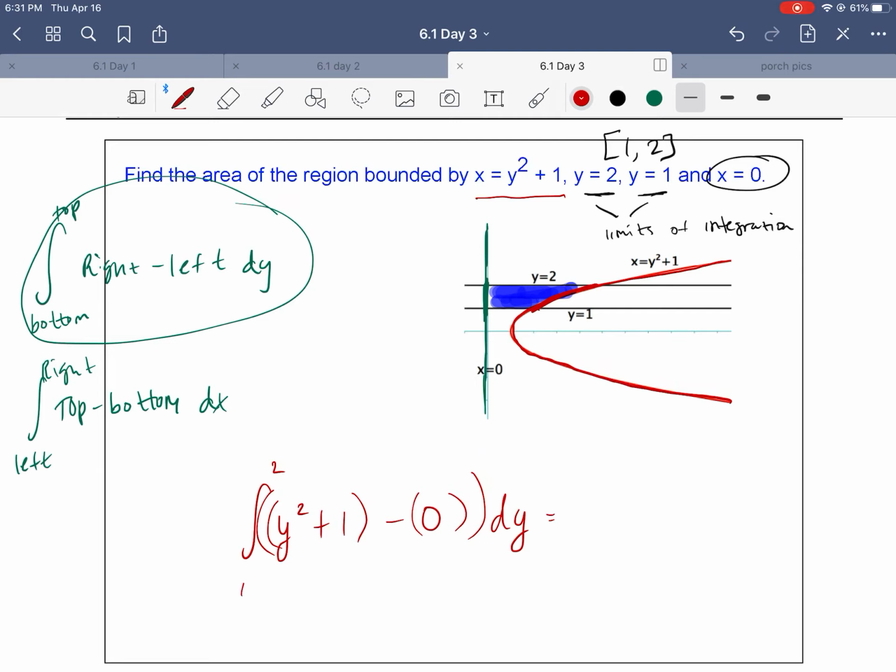Now, people that are using regular graphing calculators, 83s, 84s, you don't have to type y in. You could still type it in as x. On your paper, I would write it down as y so you don't get confused. But on your calculator, when you type in this integral, just use the variable x. It's the same thing. So I have y squared plus 1 dy.